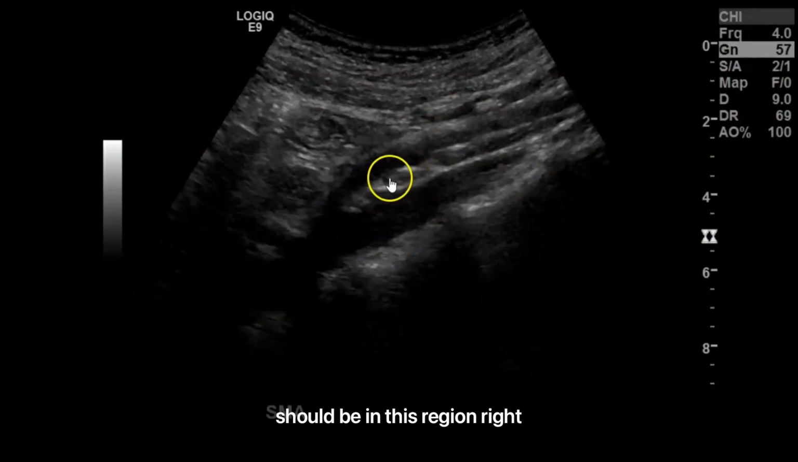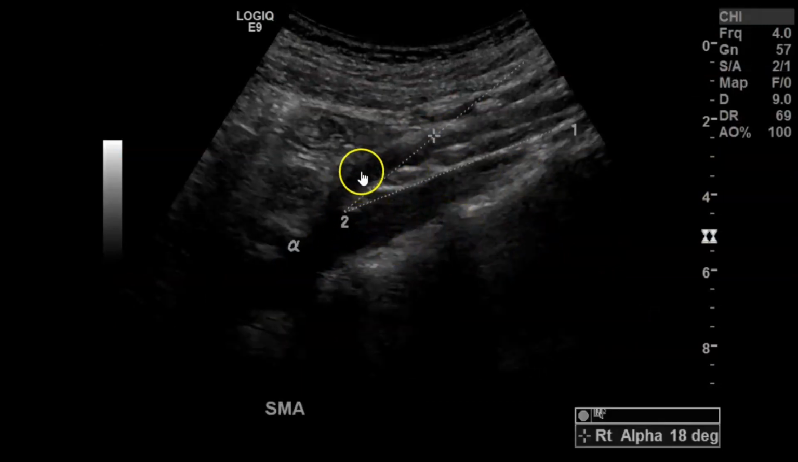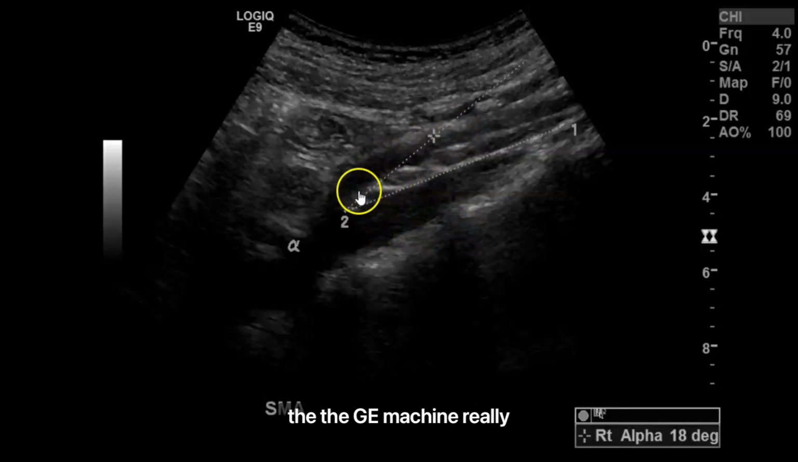And then the left renal vein should be in this region right here. So try to get the best, the GE machine really doesn't have an angle packet. So I had to use the infant angle in order to get the angle for the aorta. And here's about 18 degrees. This is the part we're really worried about, because the SMA juts out this way and then it starts to go parallel with the aorta.